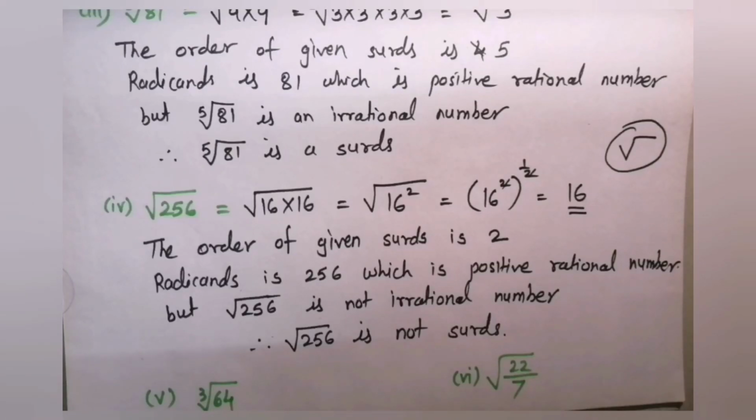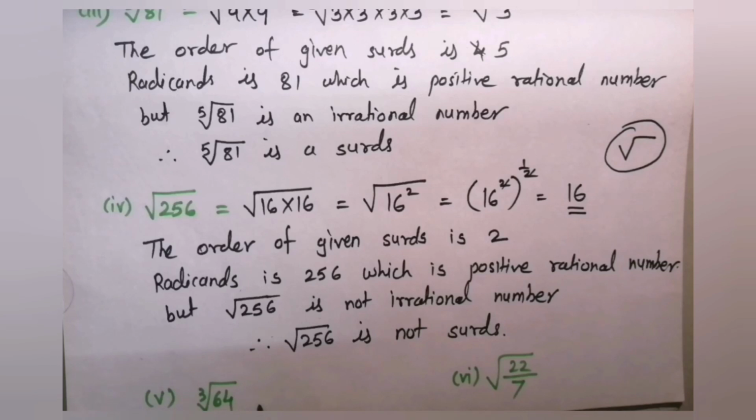Now, students, look at the 5th one. We have the cube root of 64. You can factorize 64. So, what is the factorization? 4 4s are 16, 16 4s are 64. So it is not an irrational number, which means it is not a surd.